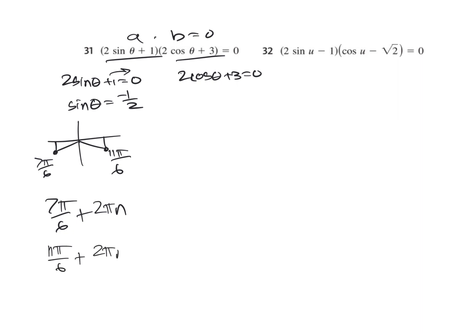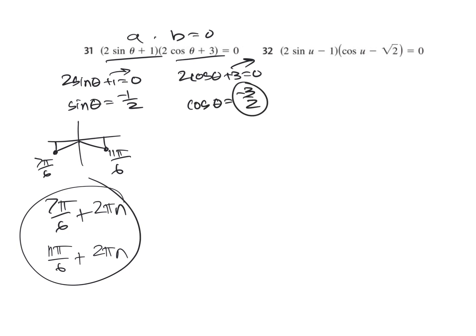And since they're not 180 degrees apart, sine is every 2 pi. Same thing with the cosine. Subtract 3 and divide by 2. So where's the cosine of theta equal to negative 3/2? This is bigger than 1, so it's not possible.